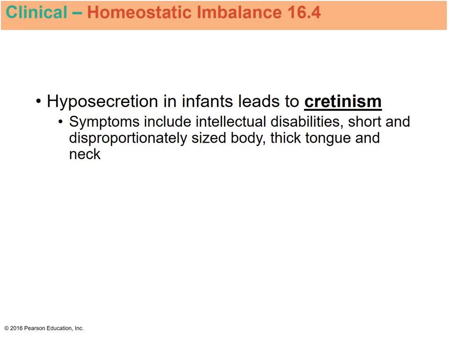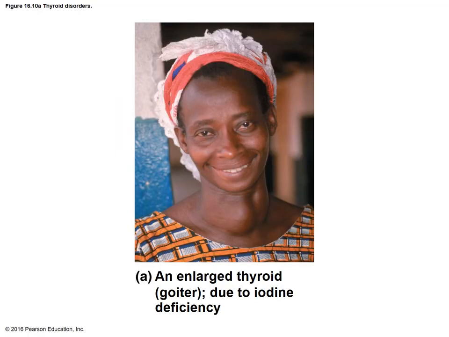Hyposecretion in infants can lead to cretinism, which can affect the intellectual abilities and the proportional size of the body. And here is a picture of some of the disorders. As you can see in this woman, the enlarged swelling in her neck is the goiter due to the enlarged thyroid.